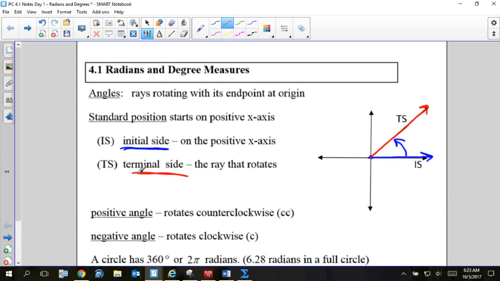You'll notice that I'm taking this angle and I'm rotating it counterclockwise. If we have a positive angle, it will be going counterclockwise. If I have a negative angle, the only thing that the negative does is tell you to go clockwise instead. So an angle that might be down here would be a negative angle. So if we start at the initial side and go the other direction, that would be negative.